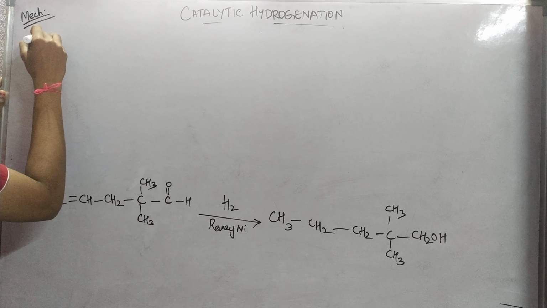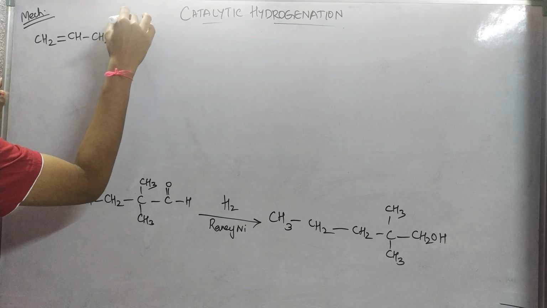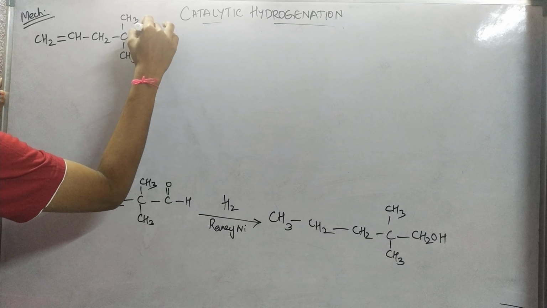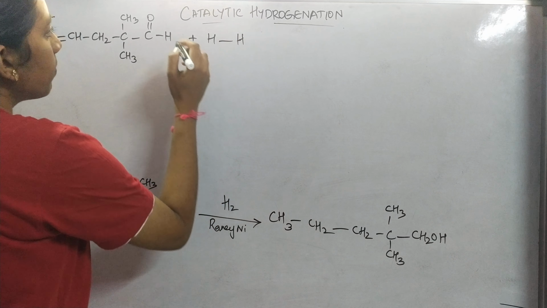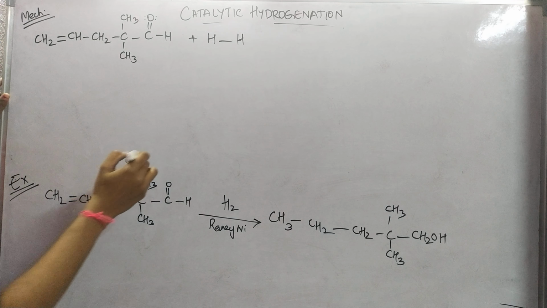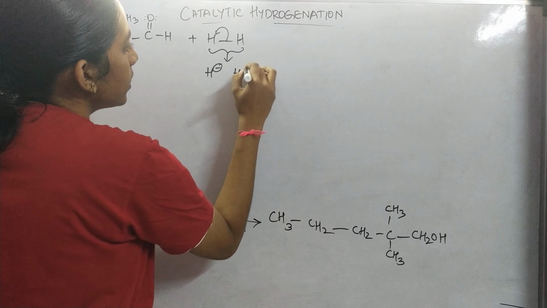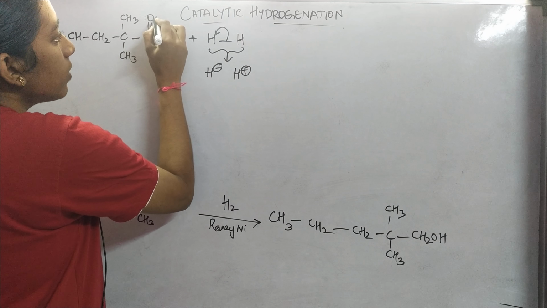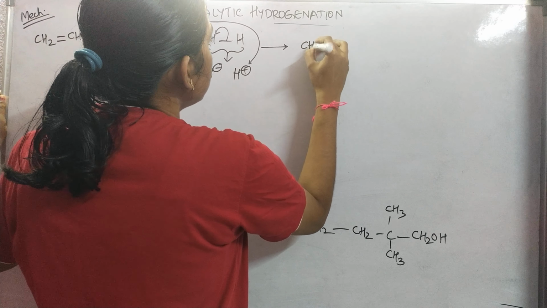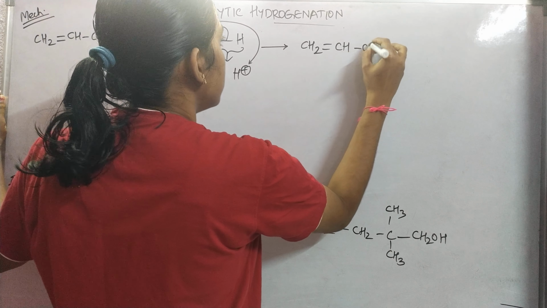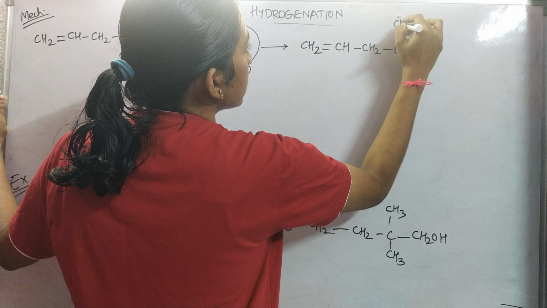CH2 double bond CH, CH2, CCH3, CH3, C double bond OH. To this we will be adding H2. Oxygen has 2 lone pairs. This hydrogen will take the bond and they will be dissociated as H minus and H plus. Now this oxygen will donate one of its lone pairs of electrons to this positively charged hydrogen and will form 3 bonds. As oxygen is forming 3 bonds, it will get a positive charge on it.